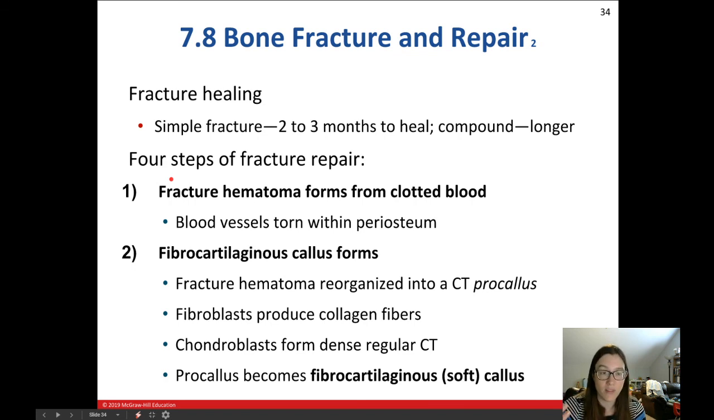So they have lots of blood vessels in them and a really good blood supply. So if we break it, we're going to be breaking those blood vessels too. So a fracture hematoma is going to form. A hematoma is just a blood clot. Hema is like blood or red blood cells, and oma means like a mass. So this is a mass of red blood cells or a blood clot that has formed. And usually this is from those torn blood vessels within the bone and within the periosteum.